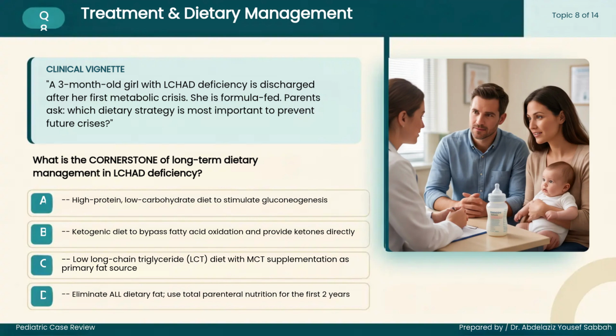Option A. A high-protein, low-carbohydrate diet to stimulate gluconeogenesis. Option B. A ketogenic diet to bypass fatty acid oxidation and provide ketones directly. Option C. A low long-chain triglyceride diet with medium-chain triglyceride supplementation as the primary fat source. Option D. Eliminate all dietary fat and use total parenteral nutrition for the first 2 years.